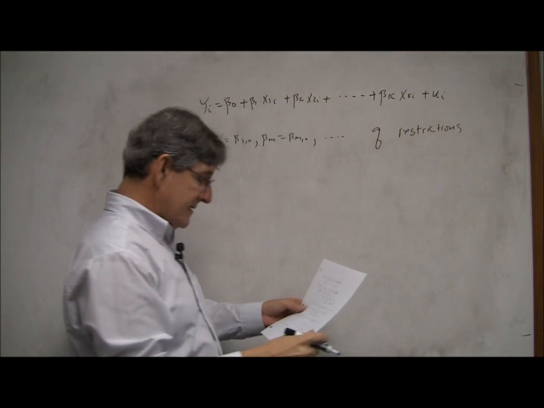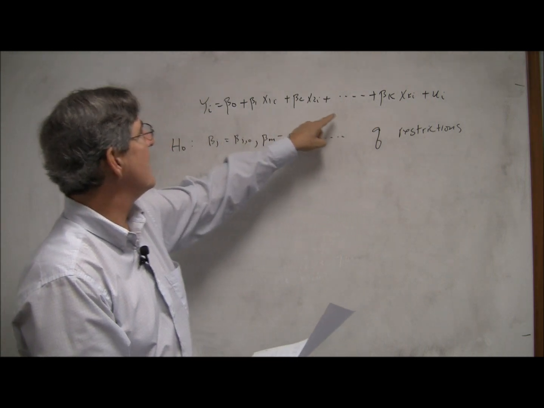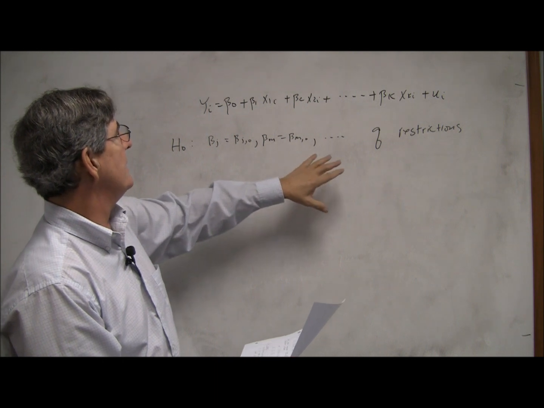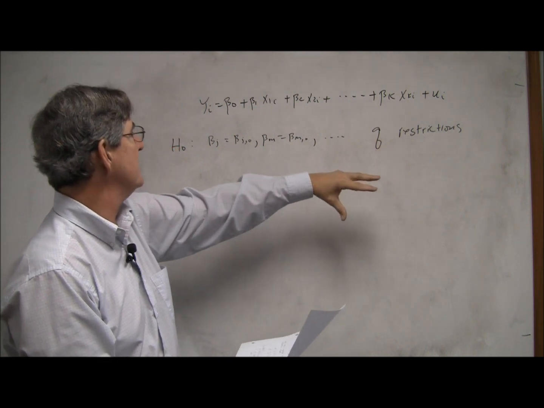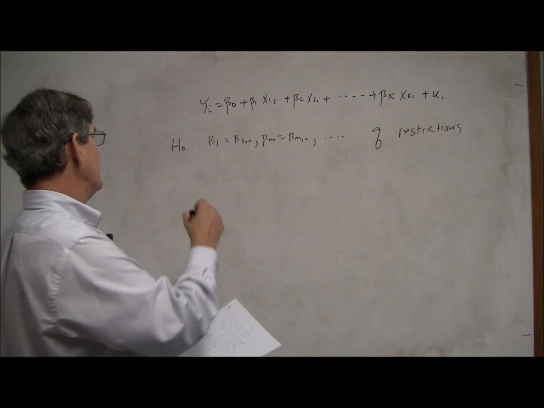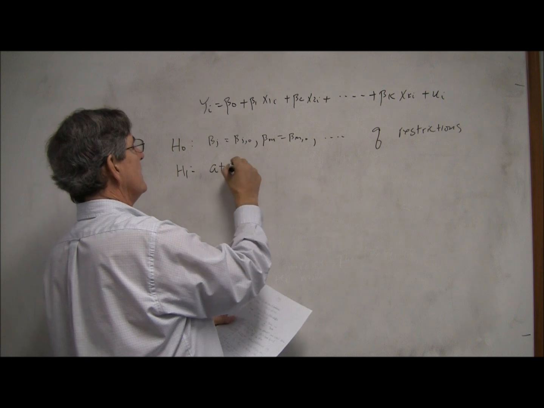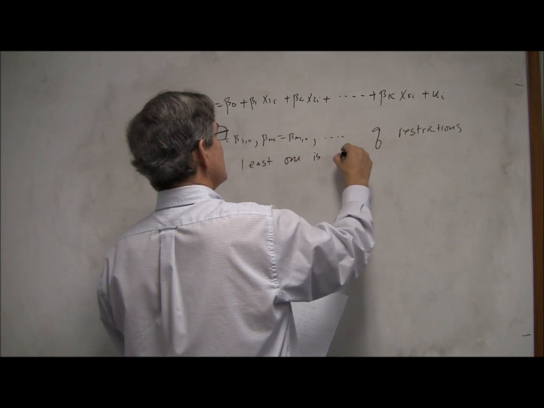So we could test that q of these things are 0 simultaneously. You just write them all down. In the last case, q is equal to 2 because it was just beta 1 equals beta 2 equals 0. And the alternative then is at least 1 is non-zero.